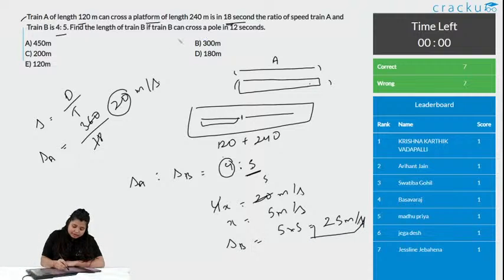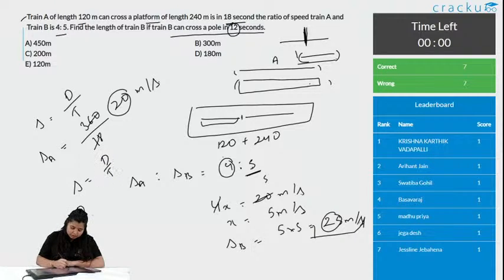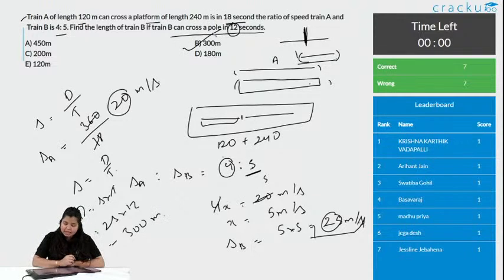We know that train B crosses a pole in 12 seconds. When it's a pole, there's no length of the pole, it's almost negligible compared to the train. So when it crosses, it is just the length of the train. When we know the time and the speed, with the same formula, if speed is equal to distance by time, then distance is equal to speed into time. Speed is 25, time is 12, it is 300. Option B is the correct answer, and 7 people got this correct.